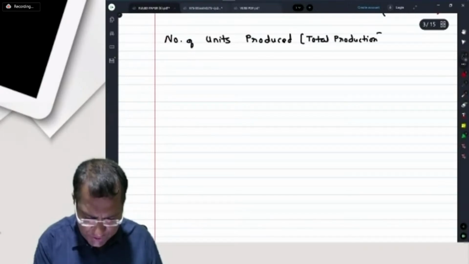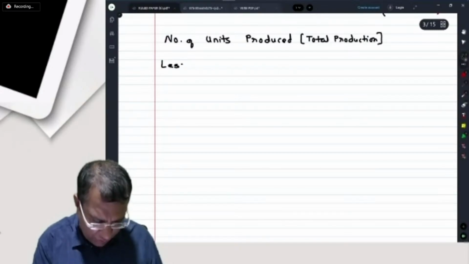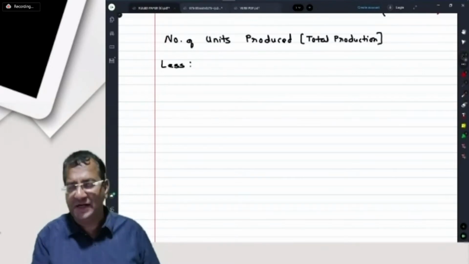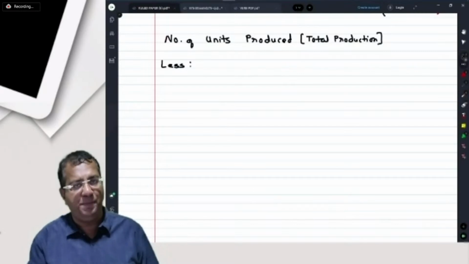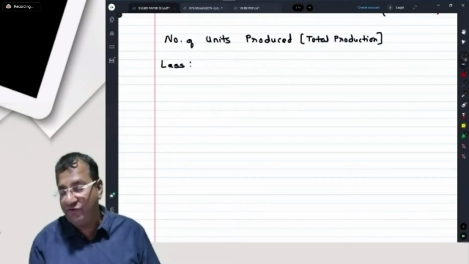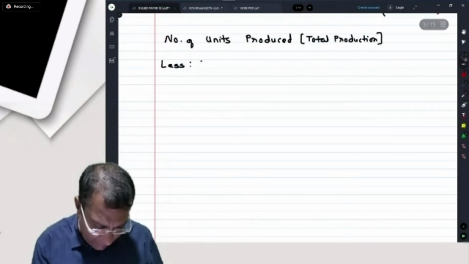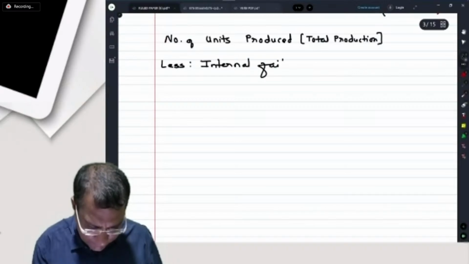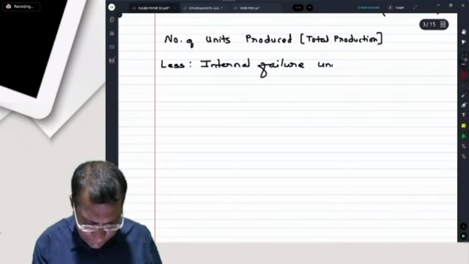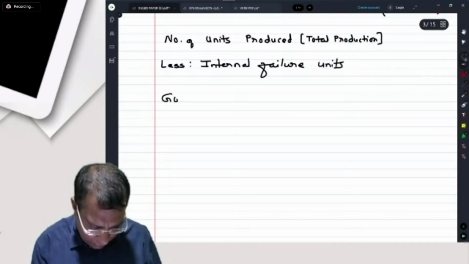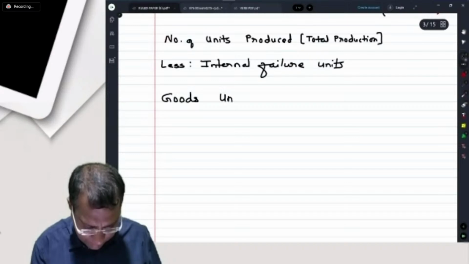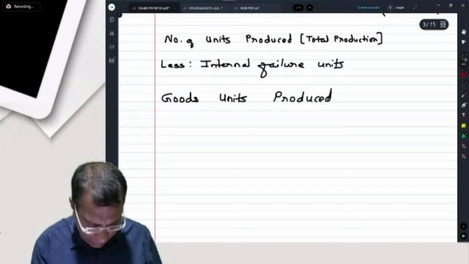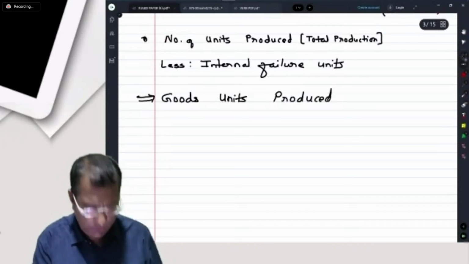Out of this total production, we will deduct, please don't write beta, it's a request from my side. Please devote your full time to understanding the concept, because if you understand this question properly, then question number 3 will be very easy. Otherwise, it will create problems, beta. Less internal failure units. Then the remaining will be good units produced. This is our first target, good units produced.